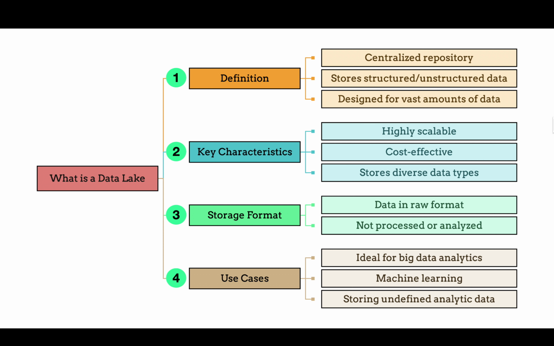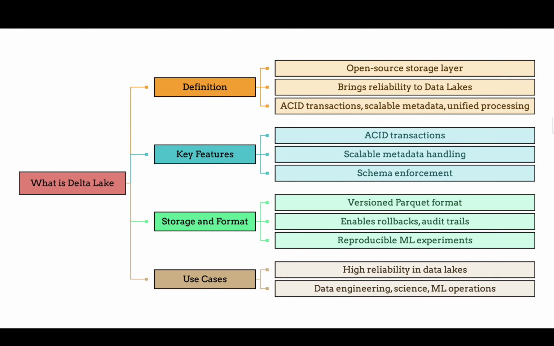4. Use cases. Ideal for big data analytics, machine learning, and storing data that is not yet defined for specific analytic purposes. What is Delta Lake? 1. Definition. Delta Lake is an open-source storage layer that brings reliability to data lakes. It provides ACID transactions, scalable metadata handling, and unifies streaming and batch data processing.